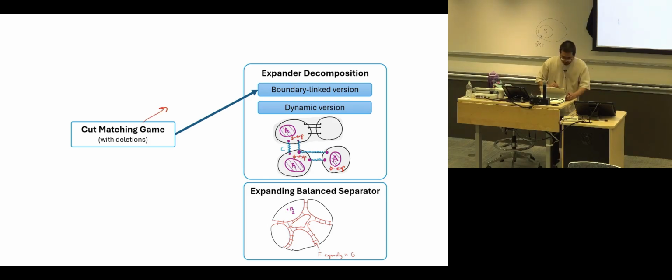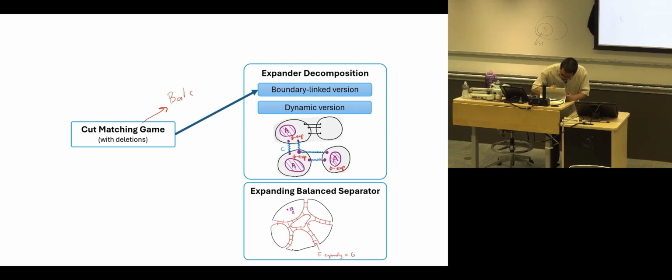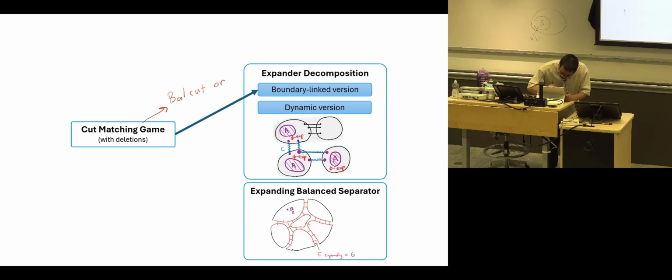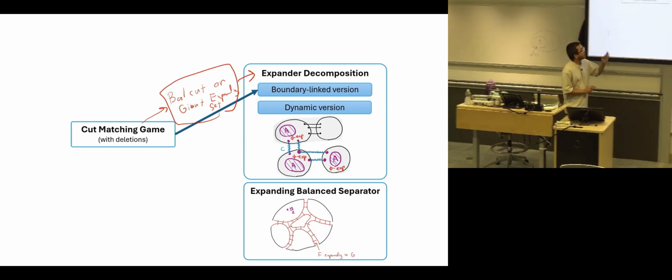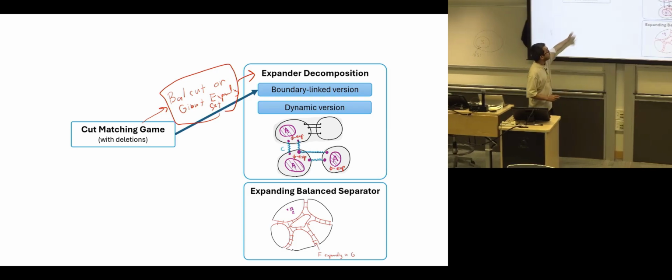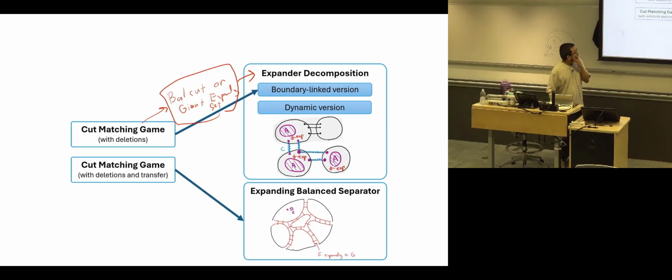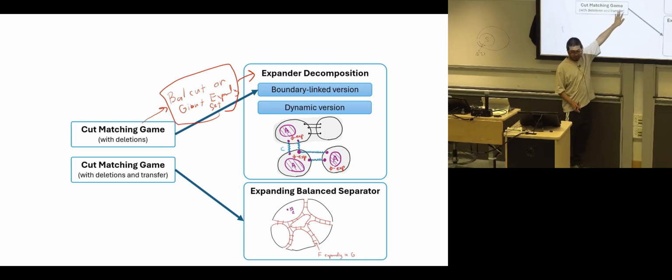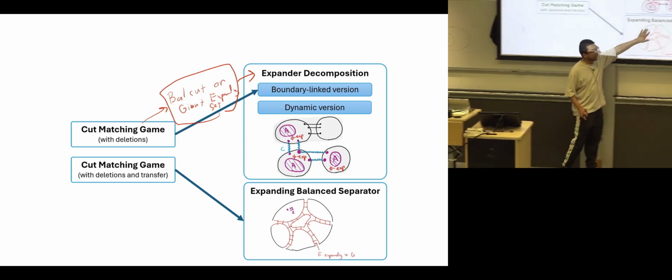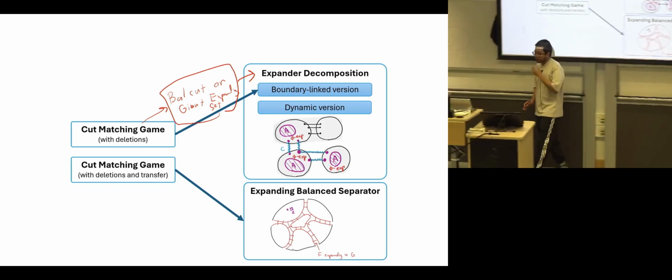From the cut matching game, you can get this subroutine that either returns a balanced sparse cut or returns a giant expanding set. And from this subroutine, we showed last time how to get expanded decomposition. So that's from the previous class. Also, we see that the cut matching game with deletion and transferring vector, you can also use it to build this one.